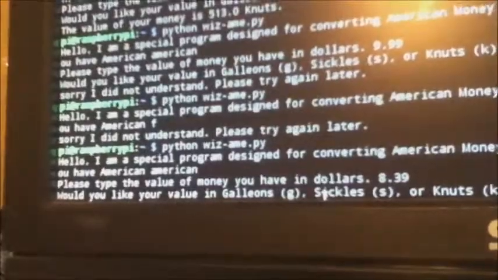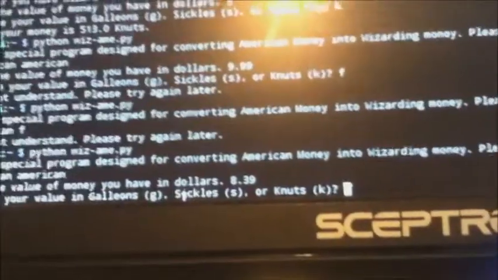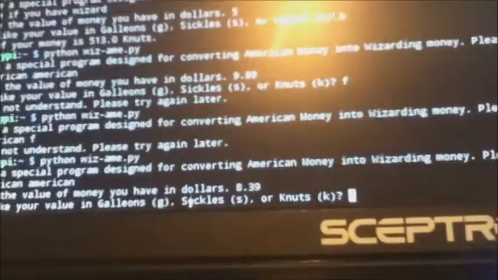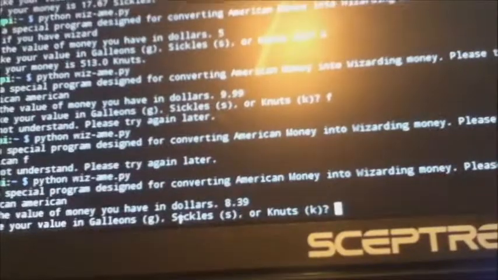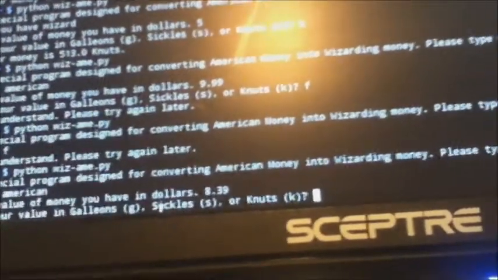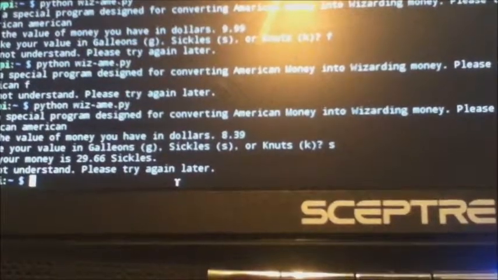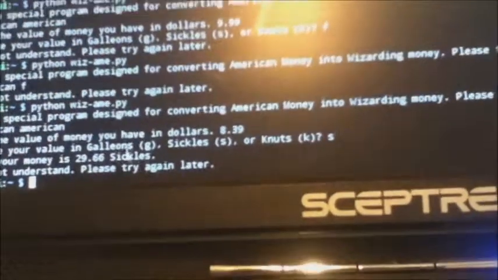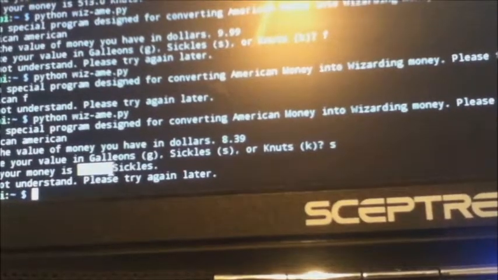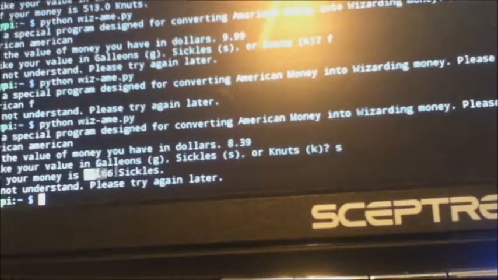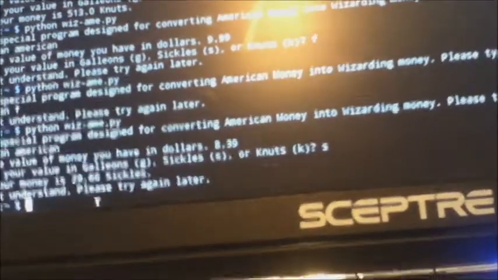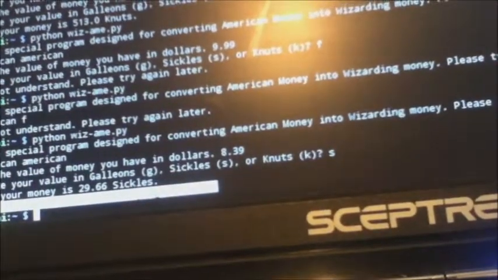Then, would you like your value in galleons, sickles, or nuts? I can choose any one of these. $8.39 is going to be pretty close to around 1.5 galleons, so I'm going to pick sickles. I hit enter. The value of your money is 29.66 sickles. Thank you. So I think this is a glitch, but I deleted it. I fixed it. I think I just forgot to save it.